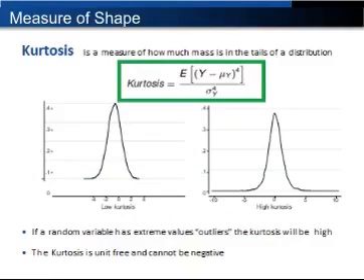Kurtosis is a measure of how much mass is in the tails of a distribution. The formula of kurtosis is bordered with green color. The left graph shows low kurtosis while the right side graph shows high kurtosis. If a random variable has extreme values, outliers, the kurtosis will be high. The kurtosis is unit-free and cannot be negative.